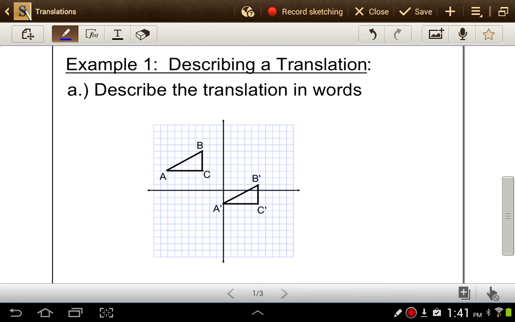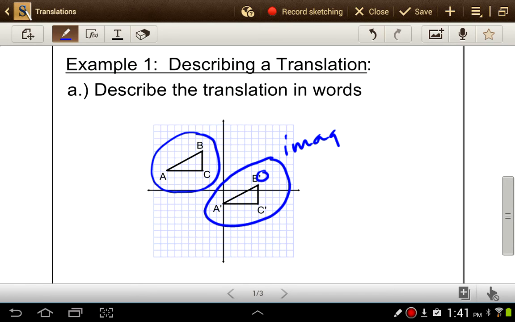So for example 1, we're going to talk about describing a translation. First, we're just going to talk about describing translations in words. So how would you explain to somebody how the shape is moving? Well, you can see I have my prime notation in there. My original figure is this one right here. I have my points A, B, and C on that. My prime notation, which is that little apostrophe right there, tells me that this shape here is my image. You can tell it's the image by the prime notation.